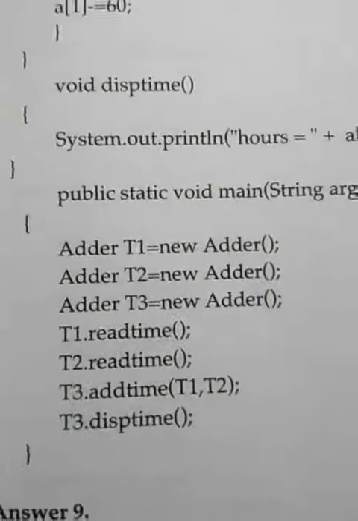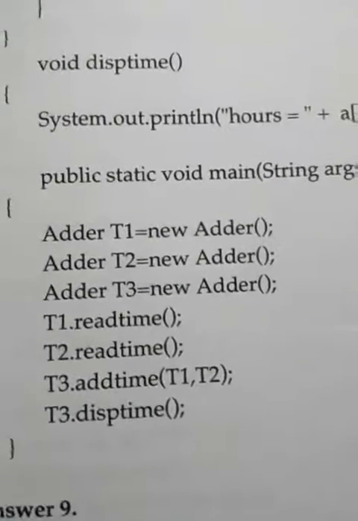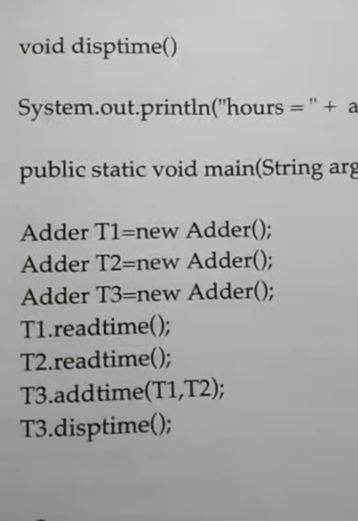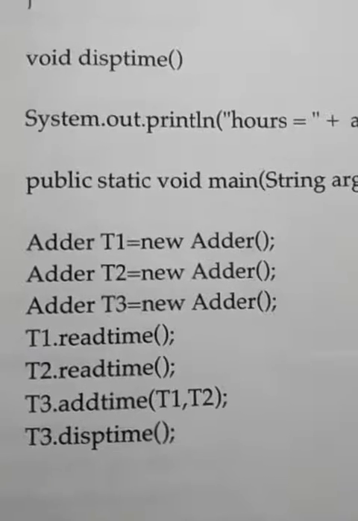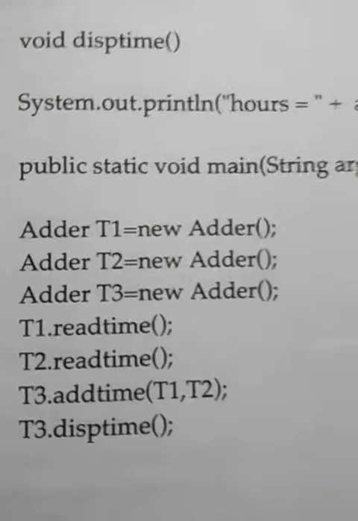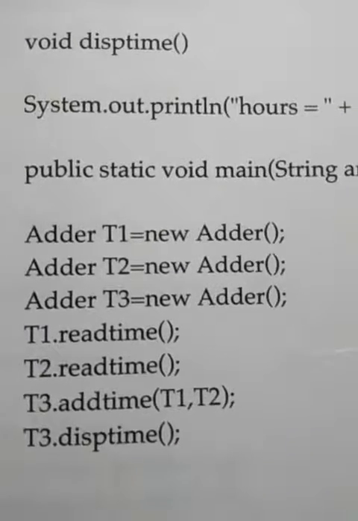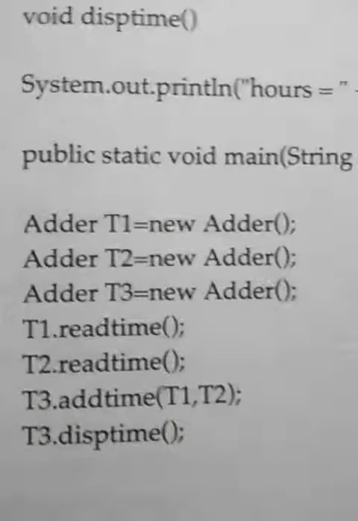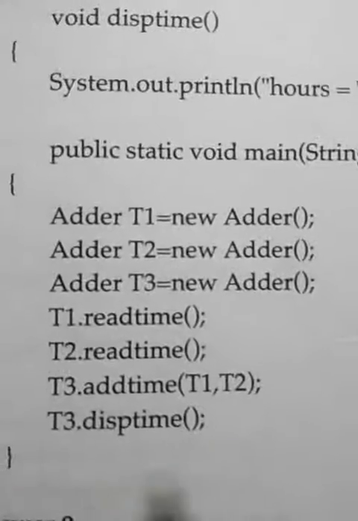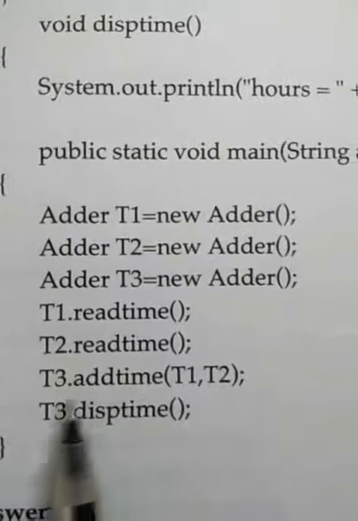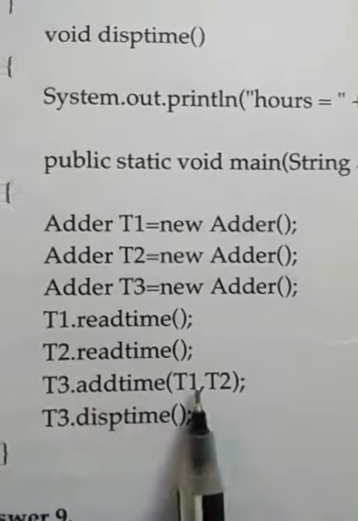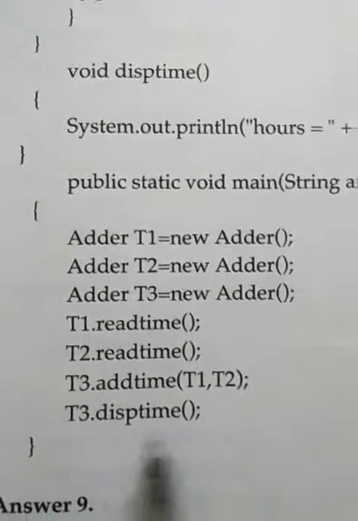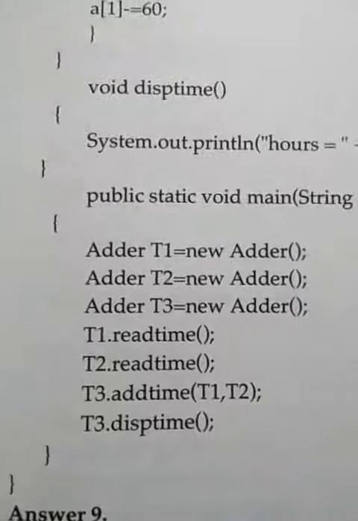Now we are creating three objects, one for first time T1, second T2 for second time, and third T3 for the addition. T1.readTime will read the first time. T2.readTime will read the second time. And here the current calling object will be T3 at addTime, so that will add and store in T3, and we are displaying the time of T3.